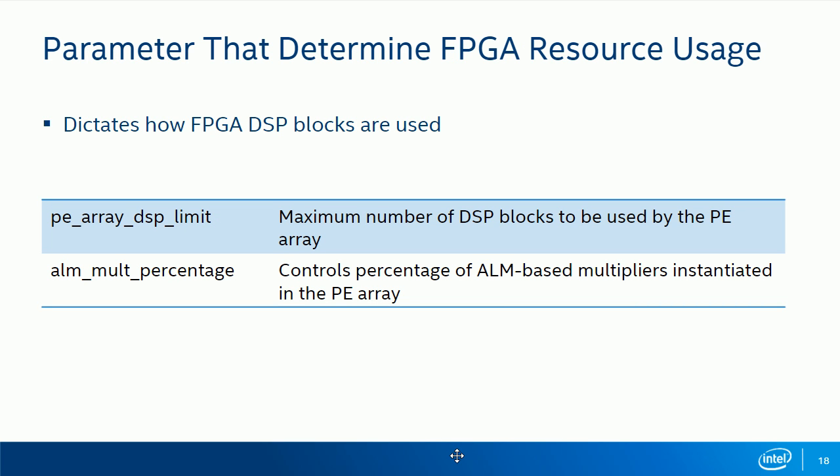These are the parameters that control how FPGA DSP block resources are used. The PE array DSP limit is used to specify the maximum number of DSPs that can be used by the processing element array. Increasing this value increases DSP utilization and saves adaptive logic module, or ALM, utilization. The ALM mult percentage parameter controls the percentage of ALM-based multipliers instantiated in the PE array. Essentially, this controls the ALM versus DSP block implementation balance.